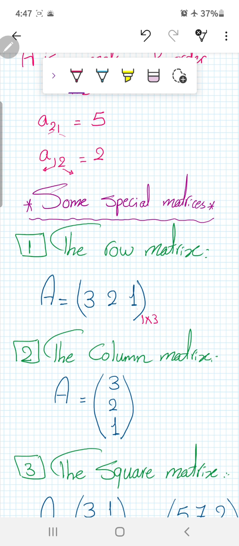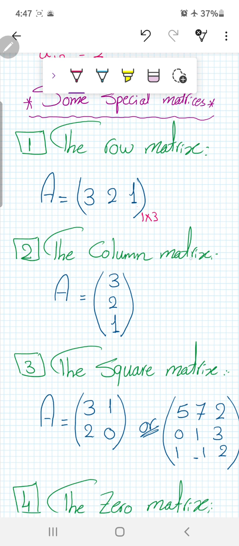The second one is the column matrix. Also from its name, it's a matrix consisting of only one column and any number of rows. Let's get the order of this matrix. Start from the number of rows. Don't forget, here the number of rows is 1, 2, 3. So 3 multiplied by the number of columns, which is one column.